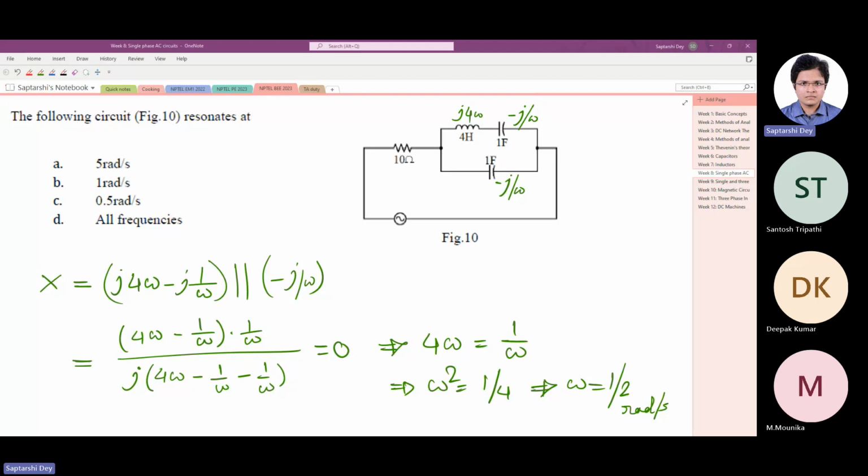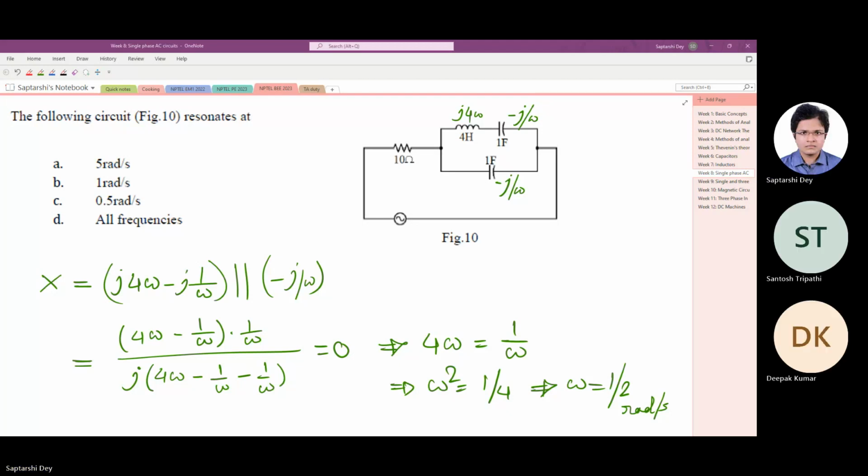Deepak and Monica joined later. Okay, Monica left. Deepak, any doubt? Deepak, can you hear me? Deepak, can you just say hi? Okay. Let the recording be on.